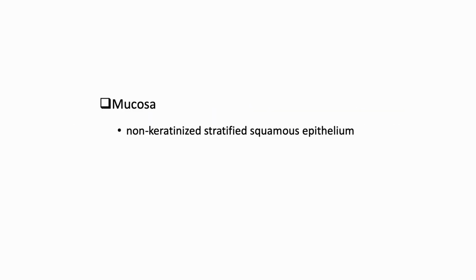The mucosa that lines the length of the esophagus has a non-keratinized stratified squamous epithelium. The underlying lamina propria is similar to the lamina propria throughout the alimentary tract. Diffuse lymphatic tissue is scattered throughout and lymphatic nodules are present. The deep layer of the mucosa, which is the muscularis mucosae, is composed of longitudinally organized bundles of smooth muscle fibers.